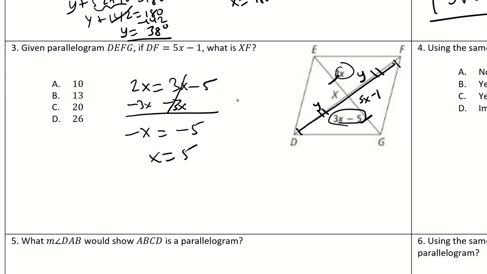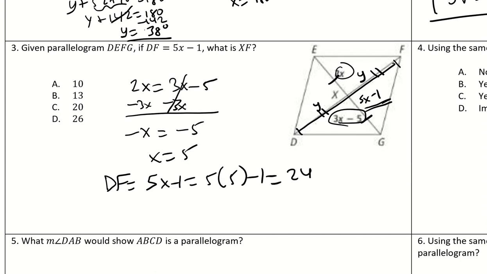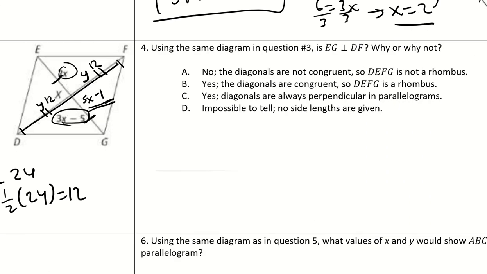And now because x is 5, we can plug it into here. And we can say, okay, well, we know that DF is 5x minus 1, right? So we're going to plug x into that. 5 times 5 minus 1 is 25 minus 1, which is 24. And we know that y is half of DF. So we do half of 24. It's going to be 12. So that means that these are both 12, essentially, to make a total of 24. So this is a typo. This should say 12 and not 13. So make sure you fix that on your paper.